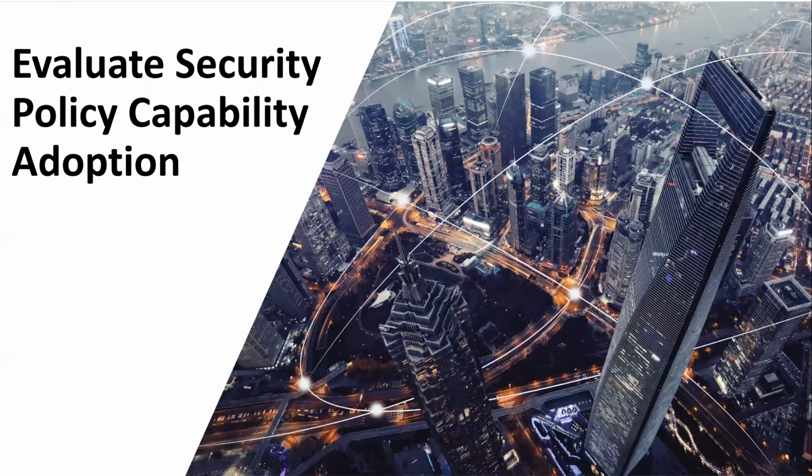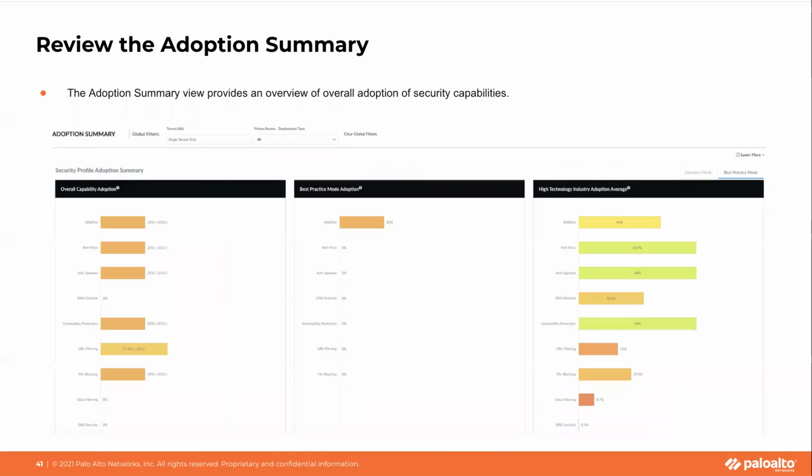Evaluate security policy capabilities adoption. You can review this adoption summary here, which provides an overview of the overall adoption of security capabilities. You can see this report has three sections: overall adoption, industry average, and best practice mode. The overall adoption is the adoption of security policies on allow rules, and the percentages are based on the number of allow rules that have one or more profiles enabled as part of the rule. This BPA report does not count disabled rules or block rules.